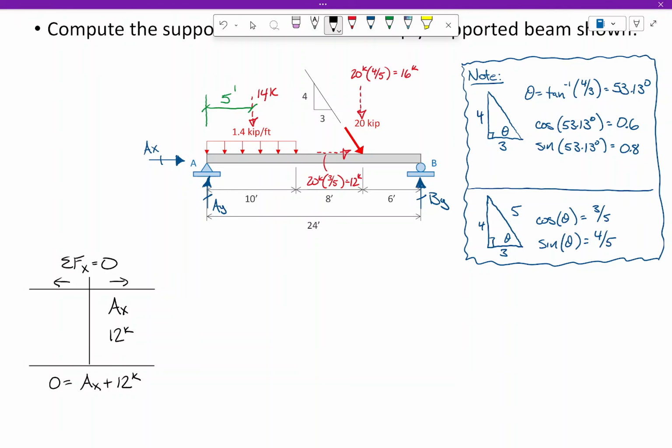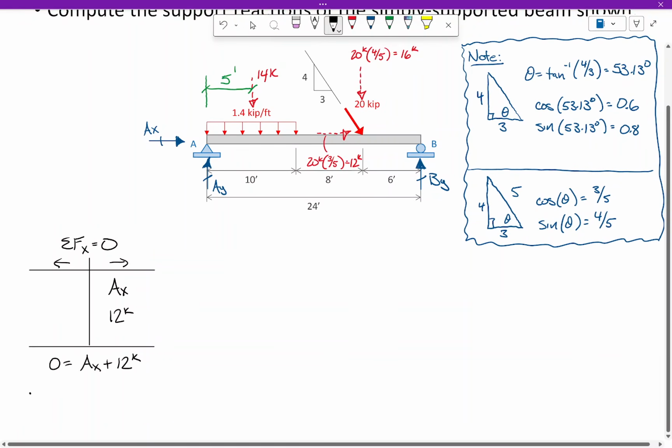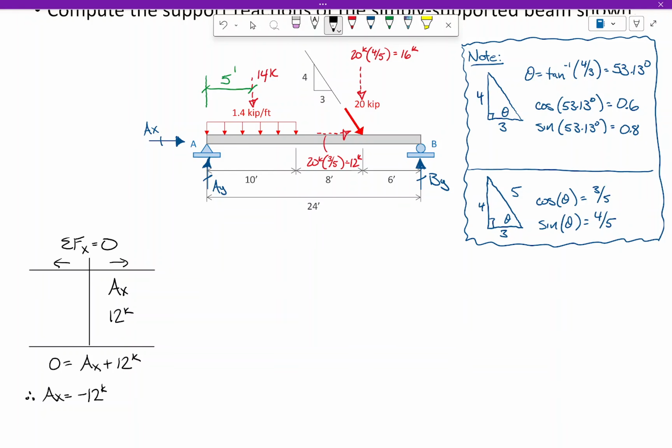Negative 12. So I got a negative answer. Therefore AX is minus 12 kips. Now what does that mean? I assumed that AX was acting to the right. I got a negative answer. What does that mean? It's acting to the left. Because here's the thing. Let's look at this part, just this part right here. Let's look at the part in red.